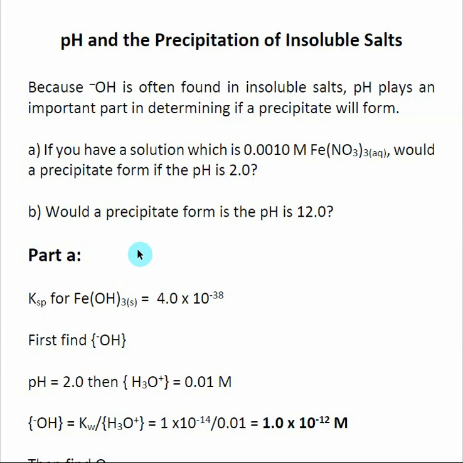Because hydroxide is commonly found inside of insoluble salts, it's a common question to include pH calculations in determining if, say, a precipitate will form, and other types of questions. So with this, we give you an initial concentration of iron 3 plus in solution, and we're interested in if a precipitate will form at 2 different pH values.